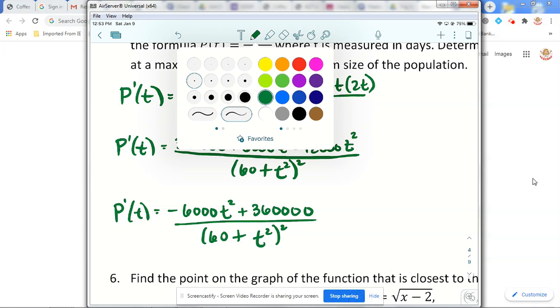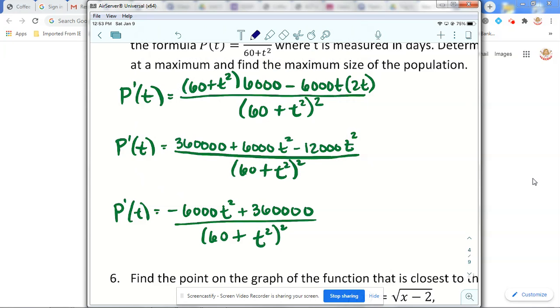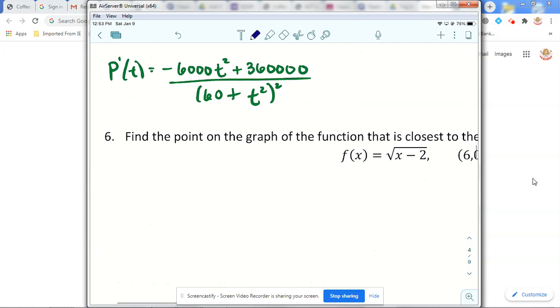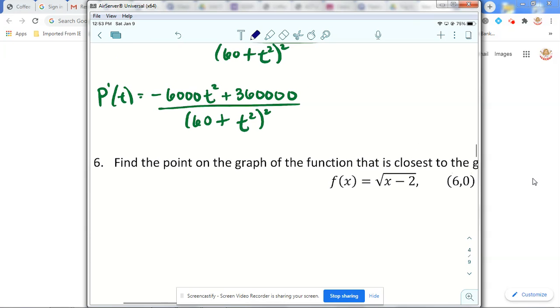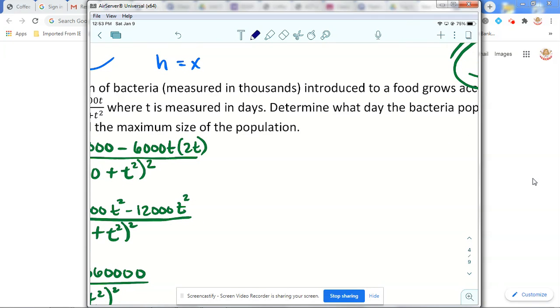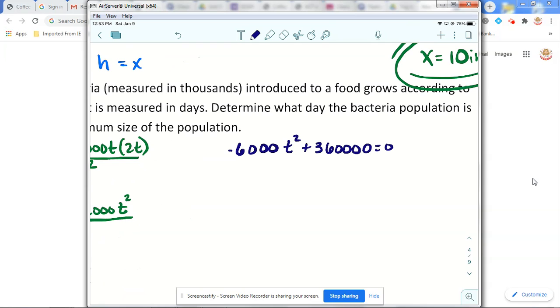Okay, so we want to find a critical number. So when this is 0 or when this is undefined, for it to be undefined, that denominator would need to be 0, but there's not a real number I can put in for T that squared, add 600, and get 0. So we don't have to worry about the denominator. So we want to find where the numerator is equal to 0 for your critical numbers. All right, we'll do the square root, and we get about 7.746 for how long it takes. That's how many days.